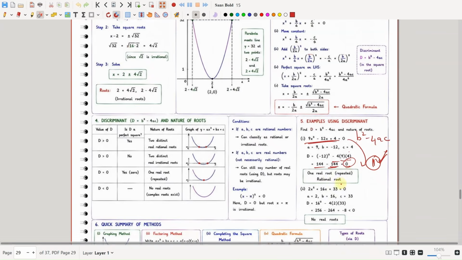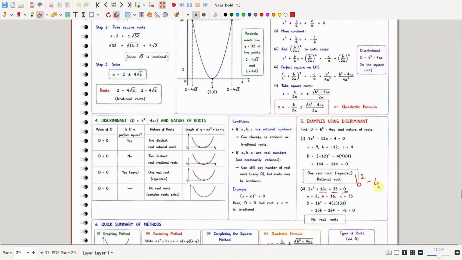Okay, and see here, 2x square plus 6x plus 33 is equal to 0. Again, we have to find b square minus 4ac, where a is equal to 2, b is equal to 16, and c is equal to 33. Therefore, D is equal to 16 square minus 4 into 2 into 33, which is 256 minus 264, which is minus 8, which is less than 0. And if D is less than 0, then there will be no real roots. All the roots will be complex and imaginary. So there are no real roots.